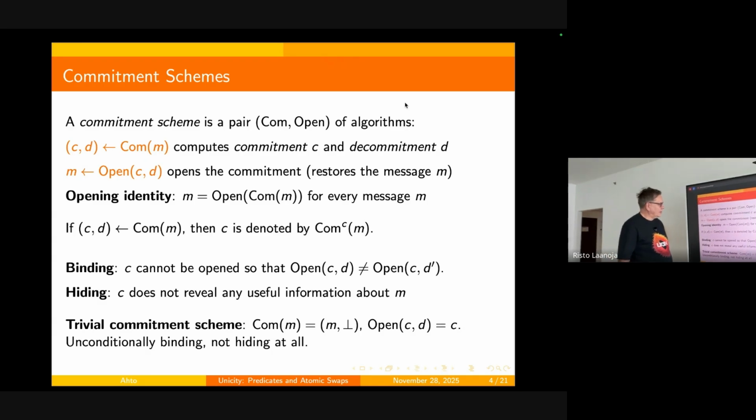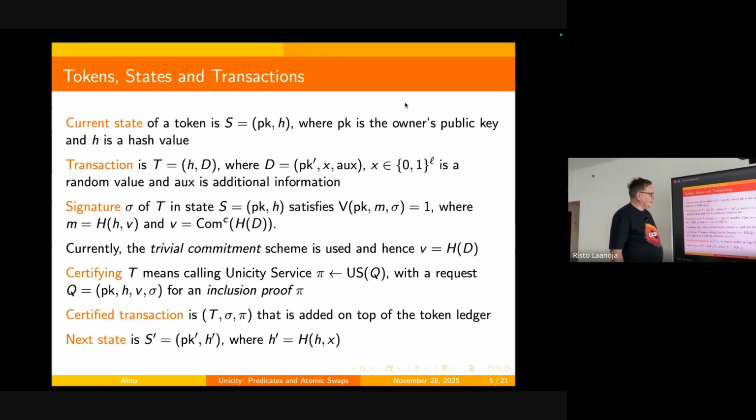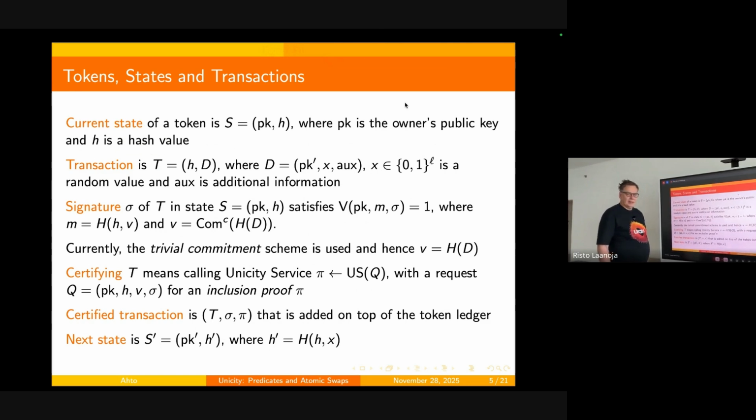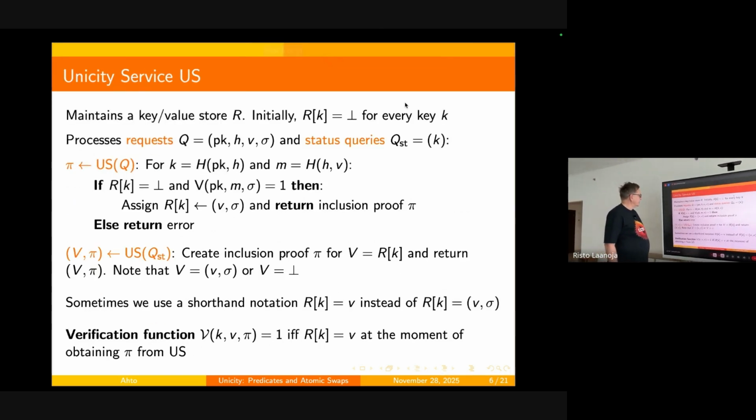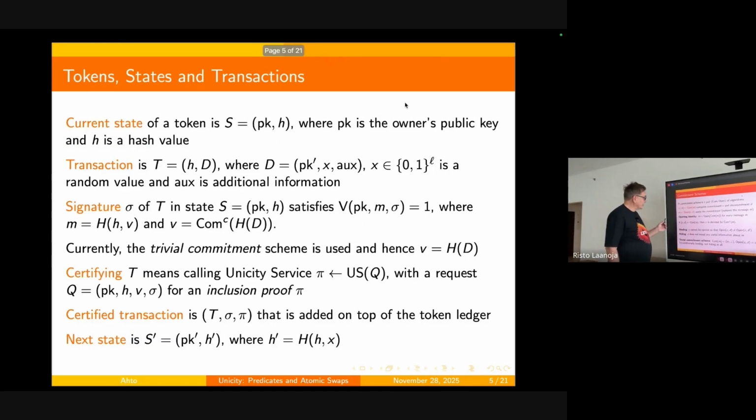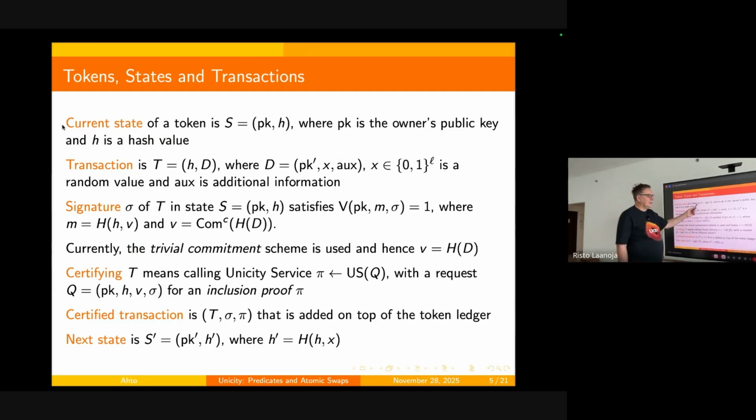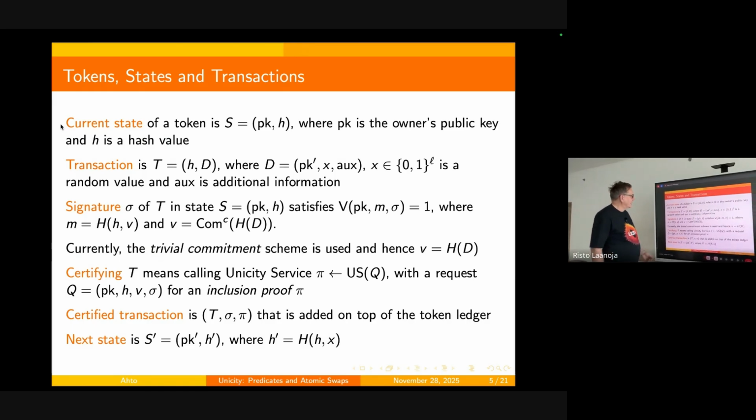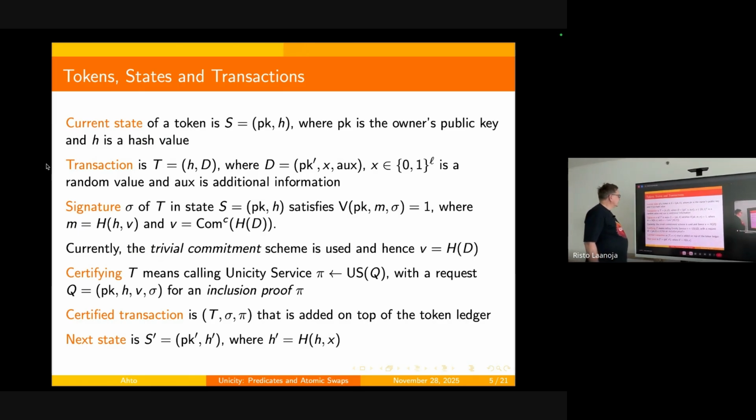Okay, let's now talk about predicates a bit. You can put on the next slides. Let's talk about the Unicity first. So the Unicity message flow. We have tokens. Say we have a token. A token has a state. State has 2 components: the owner's public key and a hash value. The hash value reflects somehow all the previous transactions with the token. And transactions change the ownership of tokens.